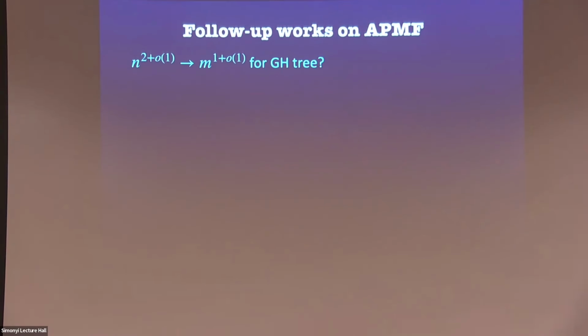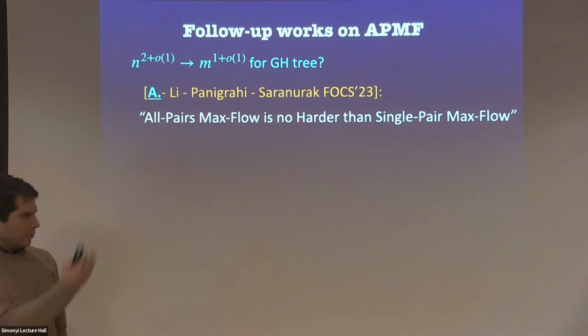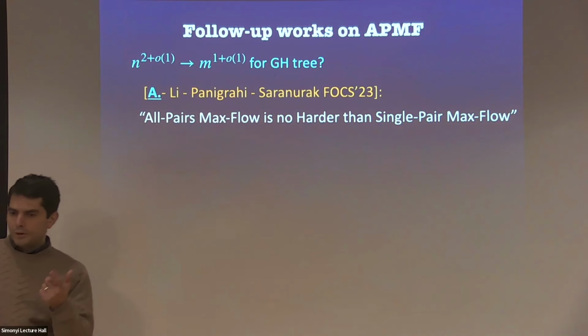Just before we get to the technical part, some follow-up works. For computing the Gomory-Hu tree, n squared is not satisfying. You may want to compute it in linear time, and we actually did that too. You can take a graph that has m edges, could be a sparse graph, and in almost linear time produce the tree. And then once you have the tree, you can just look up the all pairs information.